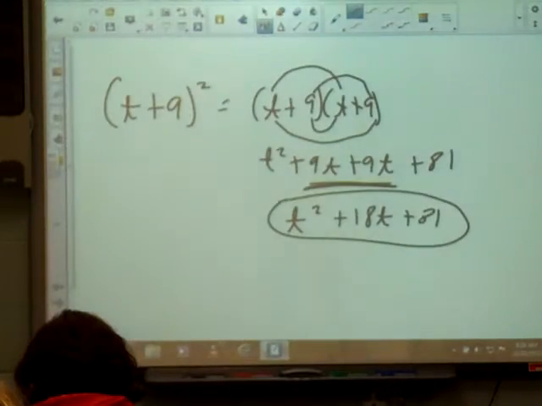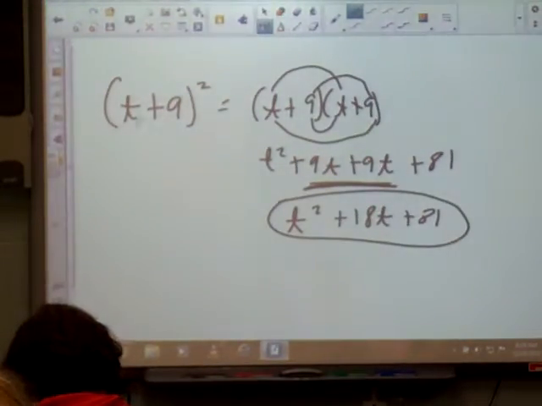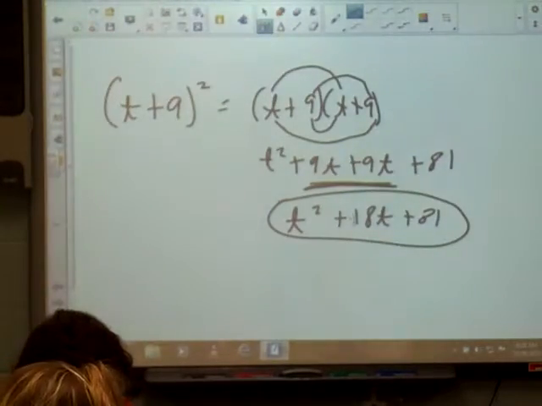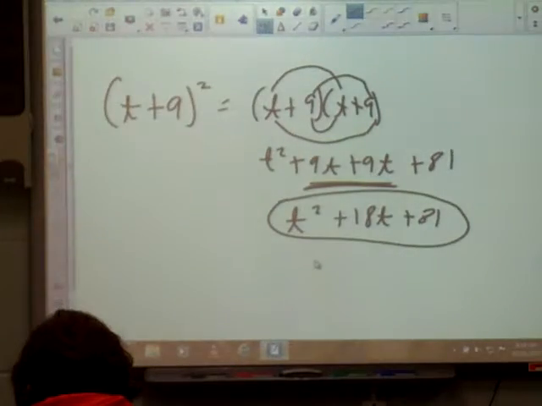So the shortcut on that, when it's the sum of squares like this, when it's the same thing twice with a plus sign, your middle term is just double. 9 times 2 is 18. I don't usually remember that one as often as I do the canceling out one, but that is a little shortcut for you.